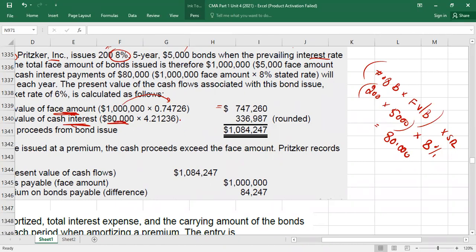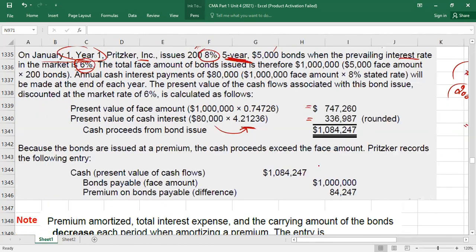Don't write interest for all years together. You have to write interest per annum only, for all bonds. Then you will multiply with the annuity factor. You get this annuity factor from the present value of ordinary annuity table. Go there, look at market rate, 6%. What is the maturity? 5 years. Go to 6% and 5 years. You will find this factor. Understood? Then you will multiply interest with the annuity factor. You will get another present value.